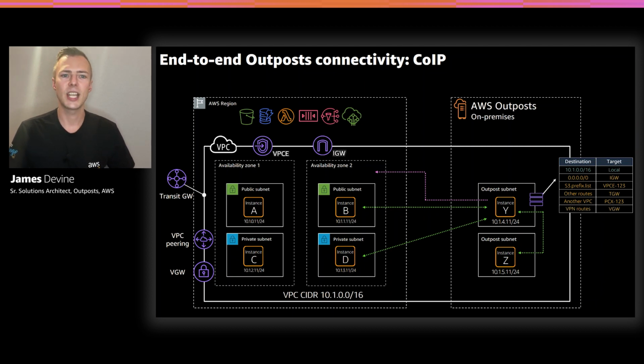If we build this out a little further, we can have VPN attachments to our VGW, and we can have routes that point to the VGW as a target as well.